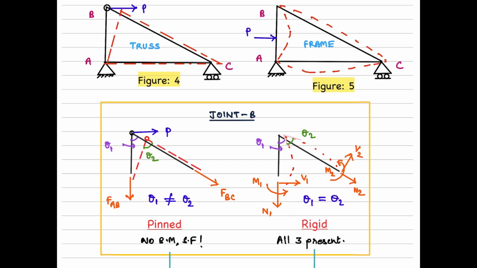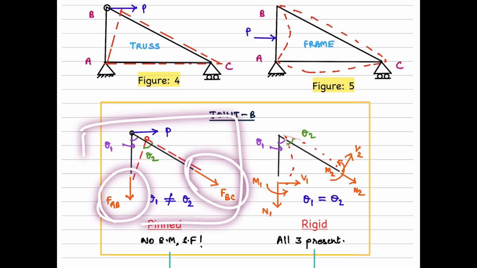Apart from that, we do see something extra here. I have also shown the internal stress resultants. In the case of the truss, the internal stress resultants are only going to be these axial forces F_AB and F_BC, as we see here.